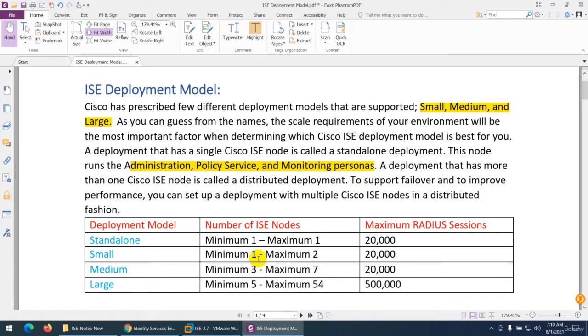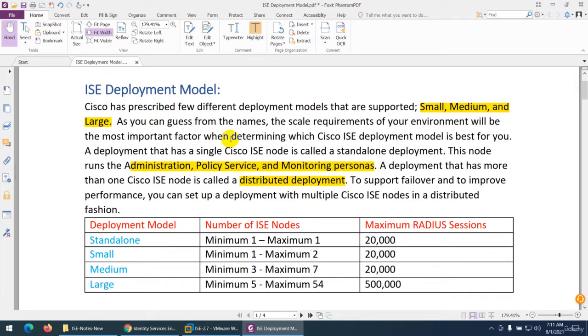But if you are running more than one Cisco ISE, then that is called distributed deployment, and this is our target for today's lecture, because normally we are talking about distributed deployment. And distributed deployment supports failure and also improves performance, because now in distributed deployment you are running more than one box. So it means you have a backup solution, you have a failure solution, and you distribute the personas on different boxes.